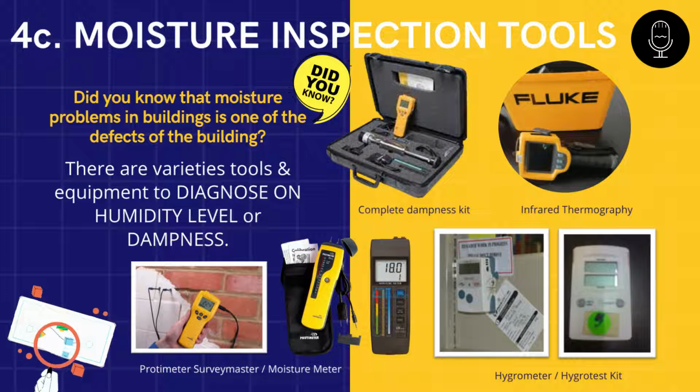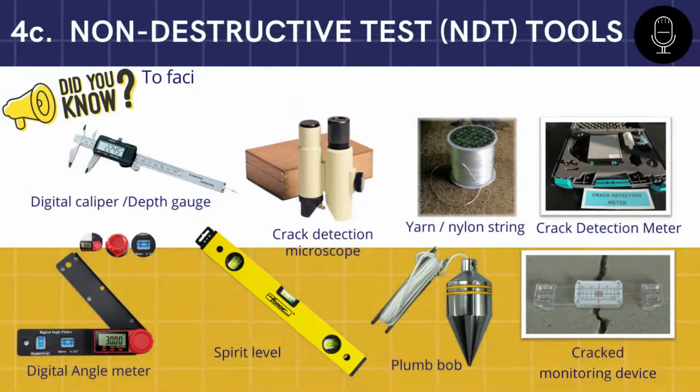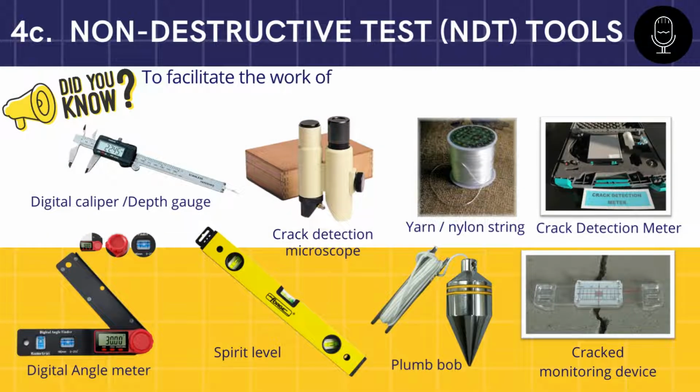And the last tool is infrared thermography, or IRT. This tool is used as a non-destructive testing method to detect subsurface features such as defects and anomalies based on temperature differences. Recent studies show that IRT is increasingly being used to map moisture distribution and detect areas of moisture-related deterioration in structures. Now, let's explore non-destructive test tools.